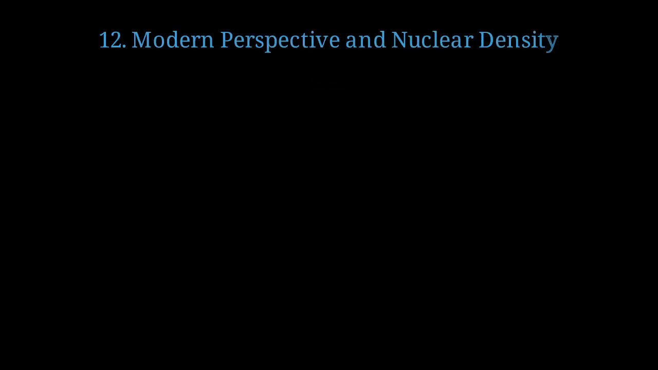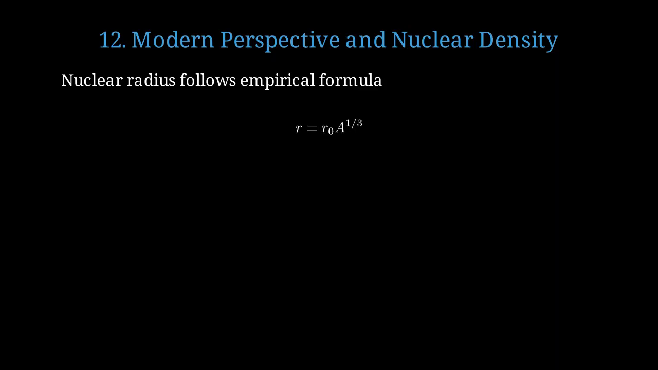Let's examine what we now know about nuclear properties from a modern perspective. We now know that nuclear radius follows an empirical formula based on the mass number A. Nuclear radius equals R0 times A to the 1/3 power, where R0 is approximately 1.2 femtometers, or 1.2 times 10 to the negative 15 meters.